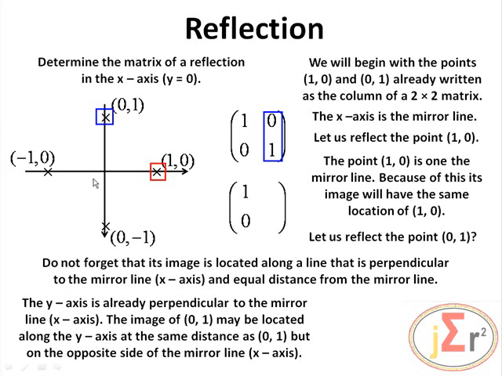So this is our mirror line. It is already perpendicular to the y-axis. Therefore, our image is going to be located along this line. And where is it going to be? The same distance as this point from the mirror line. So the image is going to be the point right down here, equal distance. So that is where our image is going to be, (0, -1).